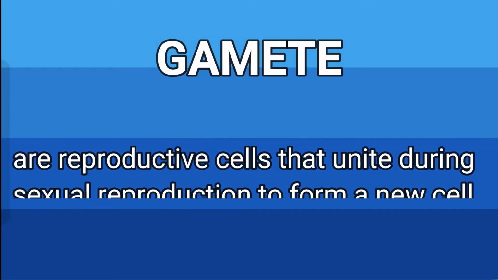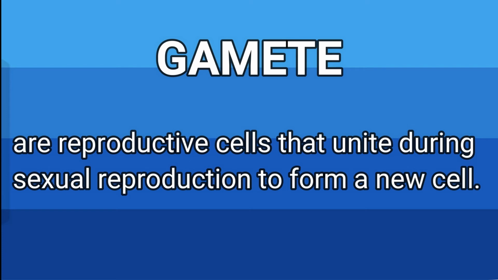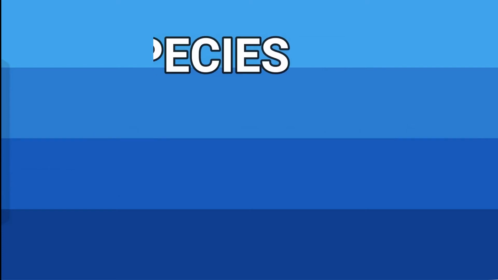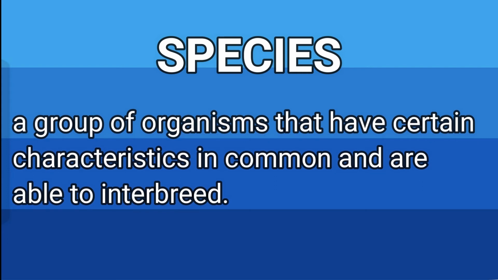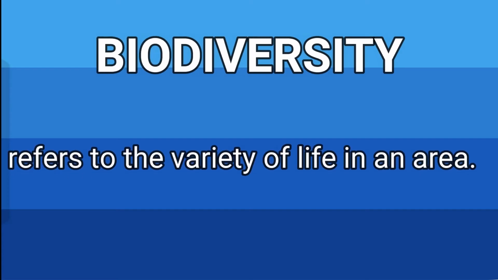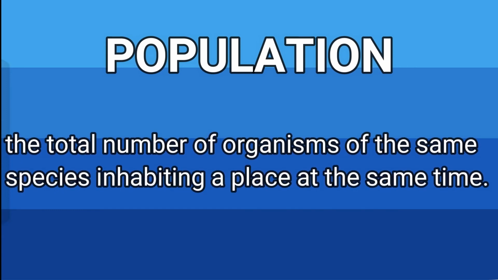Gamete. Are reproductive cells that unite during sexual reproduction to form a new cell. Species. A group of organisms that have certain characteristics in common and are able to interbreed. Biodiversity. Refers to the variety of life in an area. Population. The total number of organisms of the same species inhabiting a place at the same time.